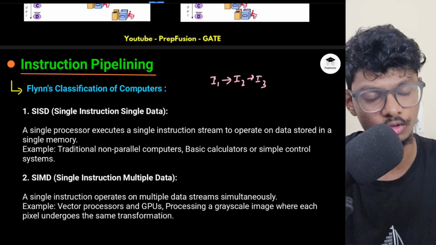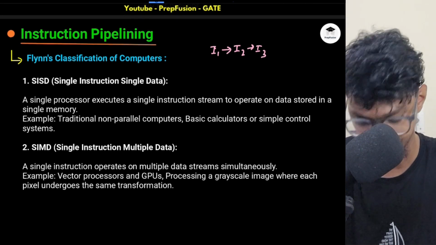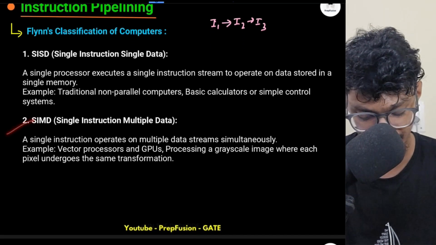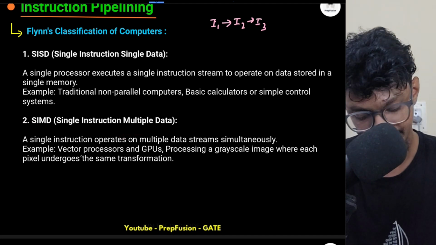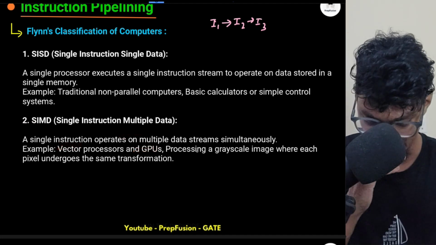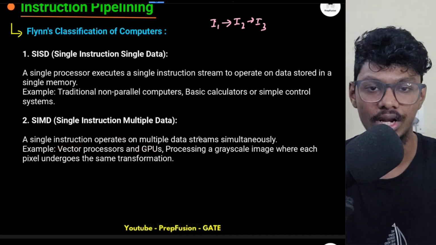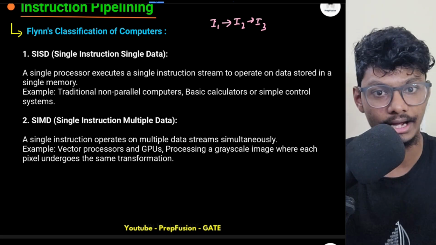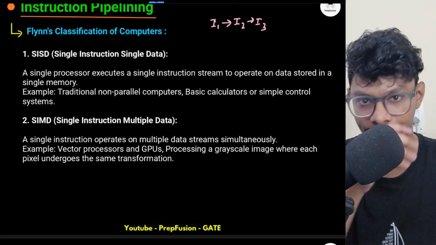I will show you with an example. Today's lecture is about that only. Now the next type of classification is single instruction multiple data. A single instruction operates on multiple data streams simultaneously. So what happens is, the instruction is the same, but I have to perform the same instruction on multiple data points.